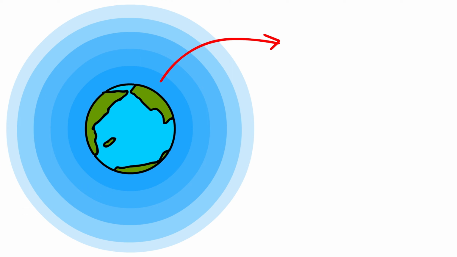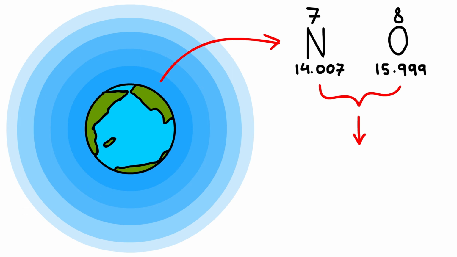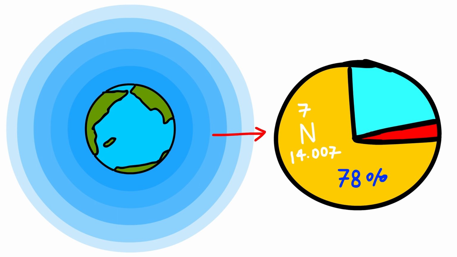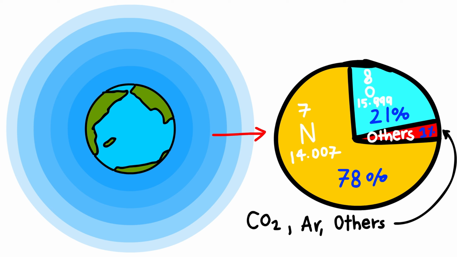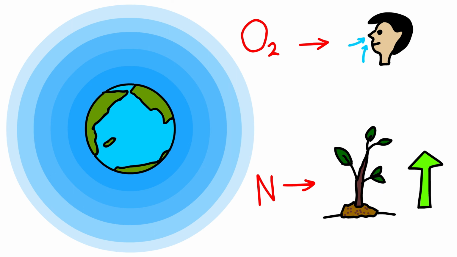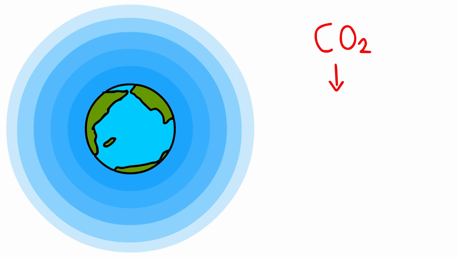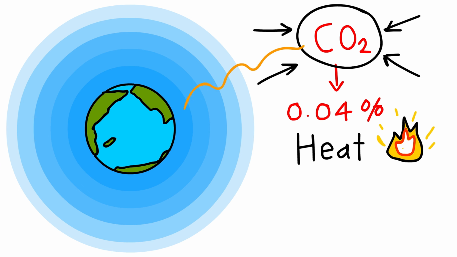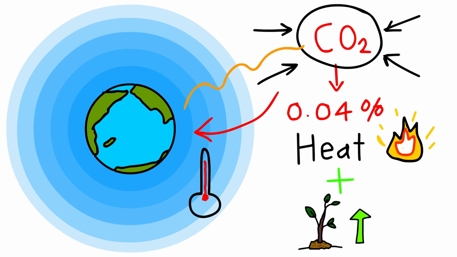The atmosphere is composed mainly of nitrogen and oxygen, which make up about 99% of clean, dry air. Nitrogen 78%, oxygen 21%, and other gases like carbon dioxide, argon, and others comprise 1% by volume. Oxygen is the breath of life, while nitrogen helps in the growth of living organisms. Carbon dioxide, though present in minute amounts, is important as it absorbs heat radiated by the earth, thereby keeping the planet warm. It is also essential for the growth of the plants.